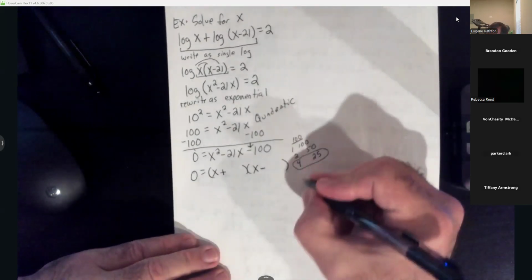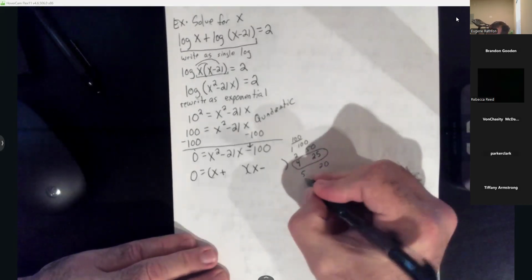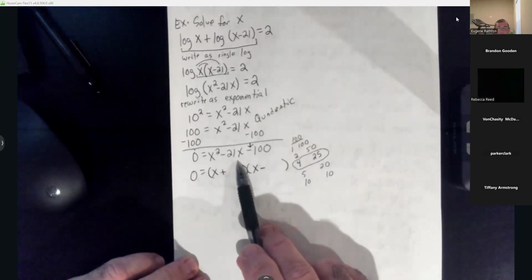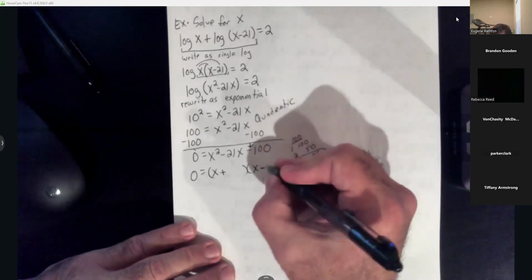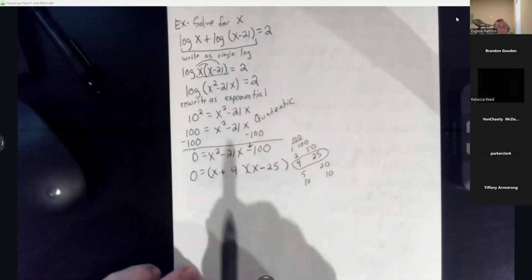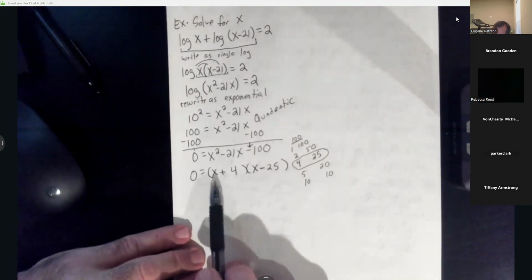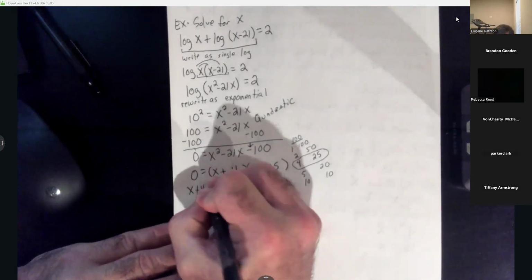Now, I would have kept going. You had 5 and 20, and then 10 and 10. But only one set of factors will give you 21. Now, since the middle is negative, the larger factor is negative, and then the 4 would be positive. All right, so I've got it factored. Now we set each of these factors equal to 0 and solve.